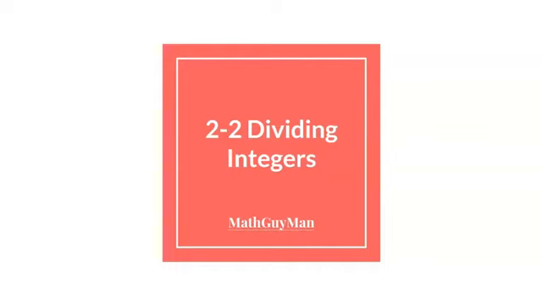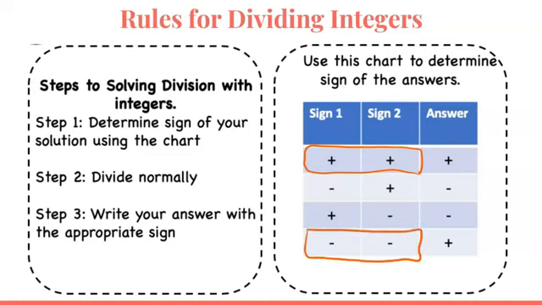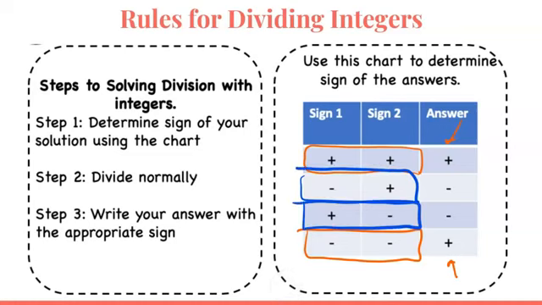Okay, let's start by looking at the rules. This chart looks very similar because it's the exact same chart from the last section. If we are multiplying numbers with the same sign, such as a positive and a positive, or a negative and a negative, we get a positive answer. This hasn't changed from the last section. If we have two numbers with different signs, such as a negative and a positive, or a positive and a negative, our solutions are negative.